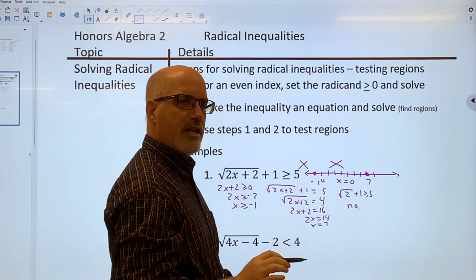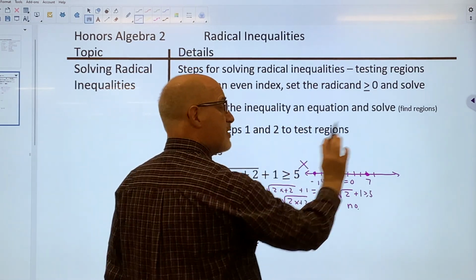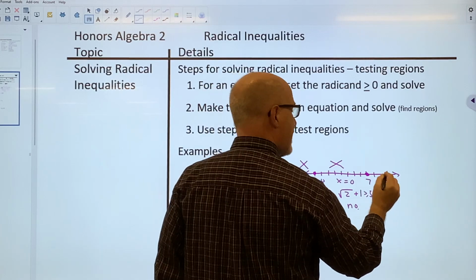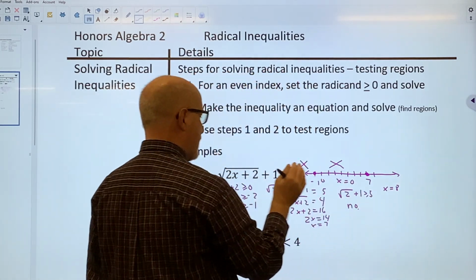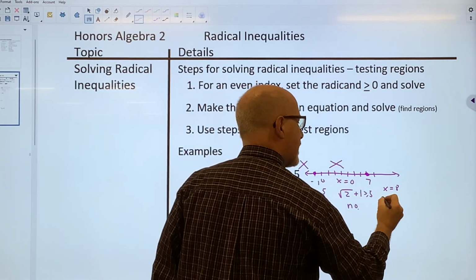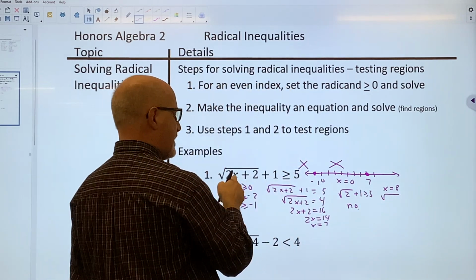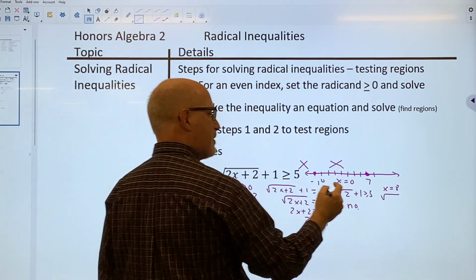I'm just looking for the inequality at this point. Now let's test a point to the right of 7. For instance, let's try x equals 8. Let's put that into the square root. Okay, we got the square root of 16 plus 2, which is going to be equal to 18.